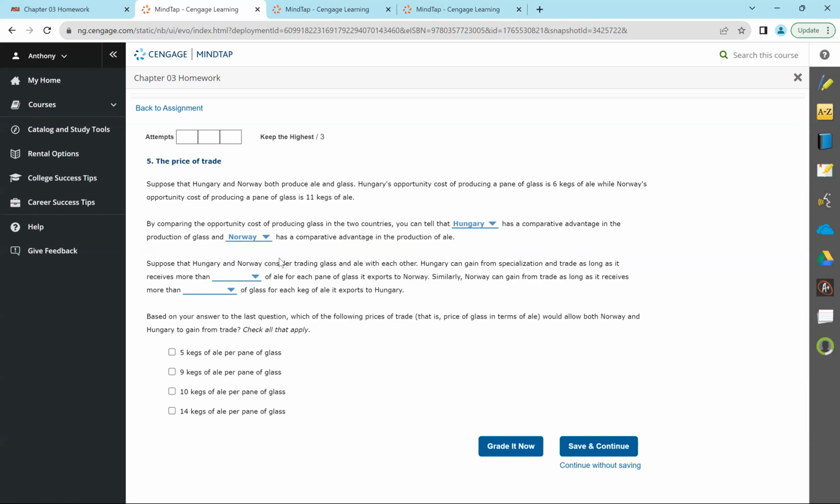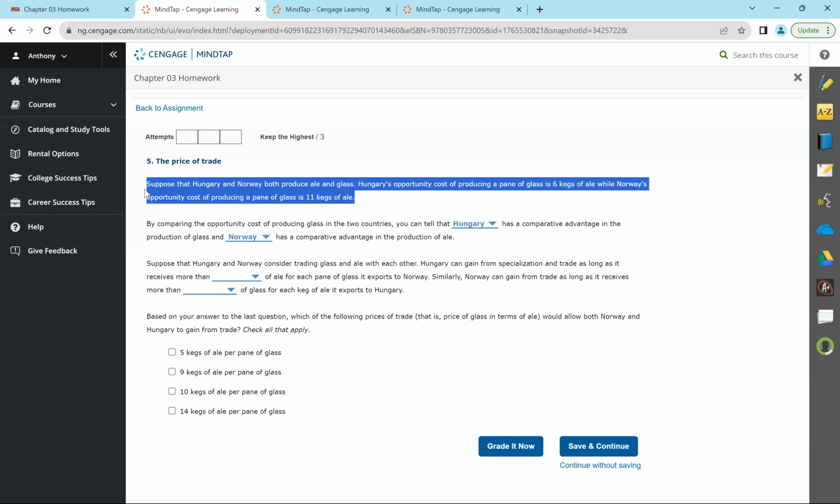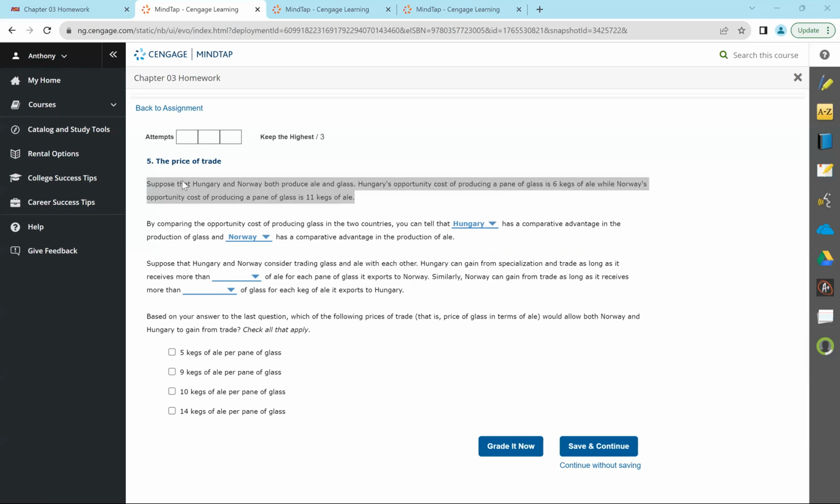All right, now suppose that Hungary and Norway consider trading glass and ale with each other. Hungary can gain from specialization and trade as long as it receives more than blank of ale for each pane of glass it exports. All right, so this is always confusing to me. It has to do with the ratio of these numbers. Let me do a quick internet search to better explain this. What are the options on that first one? It's either 1/11, 1/6, 6, or I can't remember which one it is. I think it's one of these division ones, but I want to look it up.